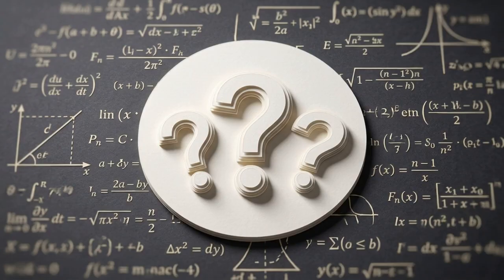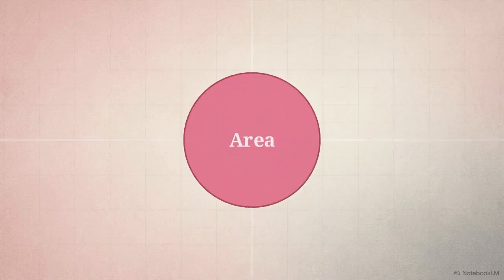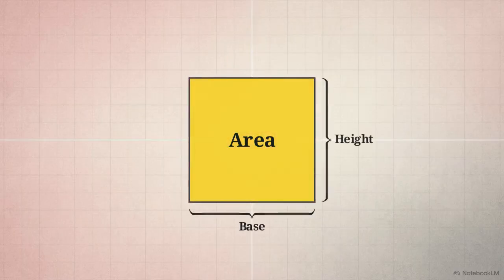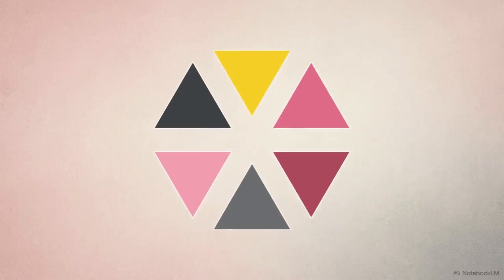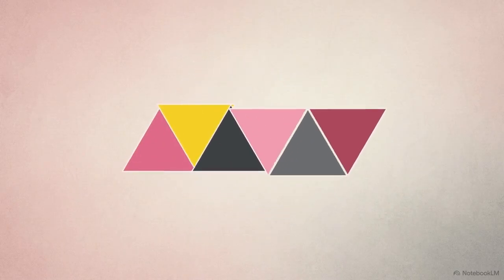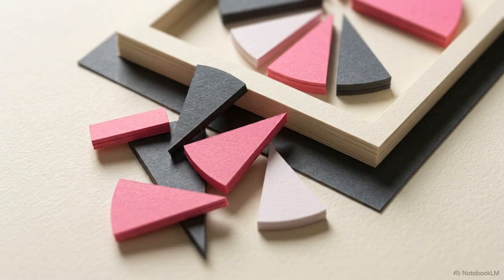When you cannot measure a shape directly, there is a reliable mathematical workaround. You change it into a shape you already know how to measure. Understanding how to measure a circle comes down to a shift in how we look at its shape. This works because shapes can be taken apart and put back together in new ways. They are more like puzzles than solid, unchangeable blocks.